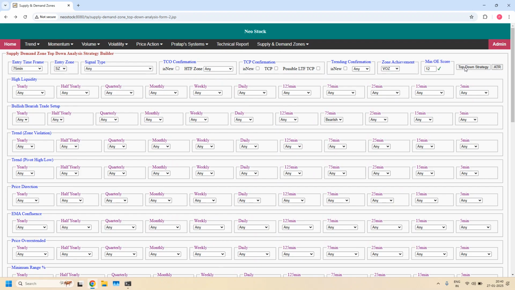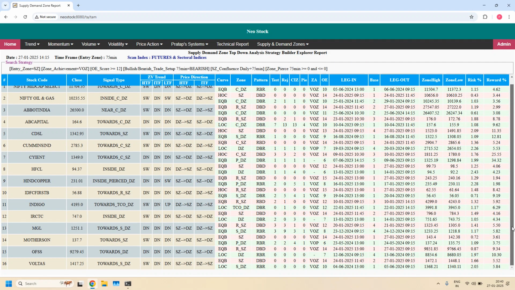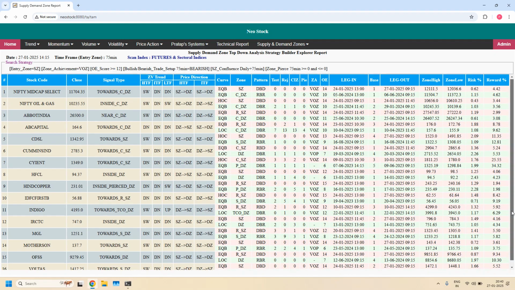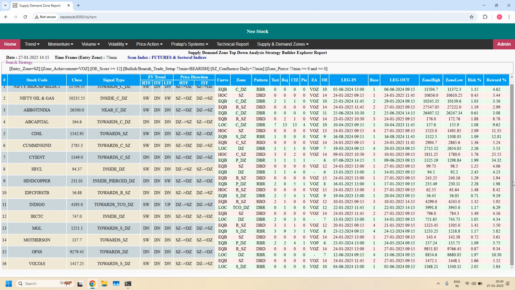So with this filter, out of 21, we got 16 stocks. First 15 stocks in the list. So total 16. In all these 16 stocks, these 75 minutes demand zones are part of the daily demand zone, and the daily trend is down in all these stocks. Sorry for the mistake. These 75 minutes supply zones are part of the daily supply zone. And the daily trend is down.